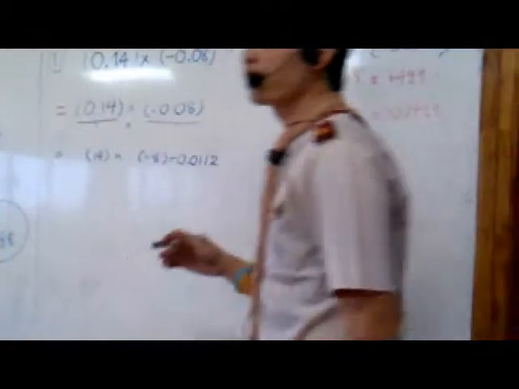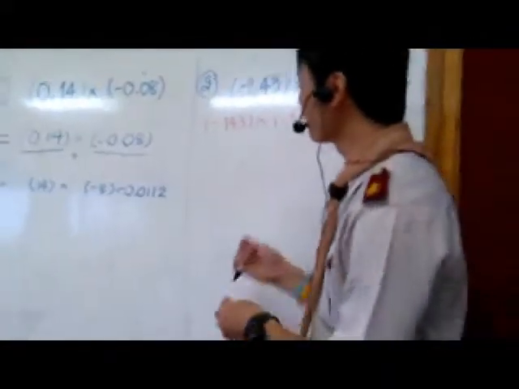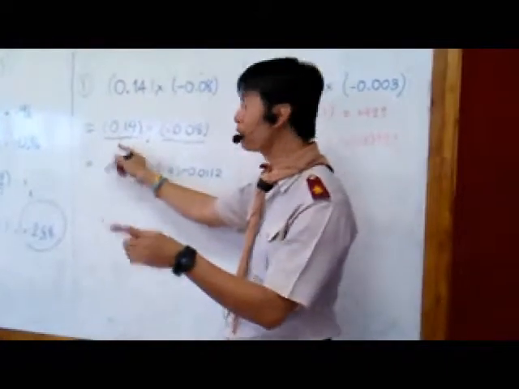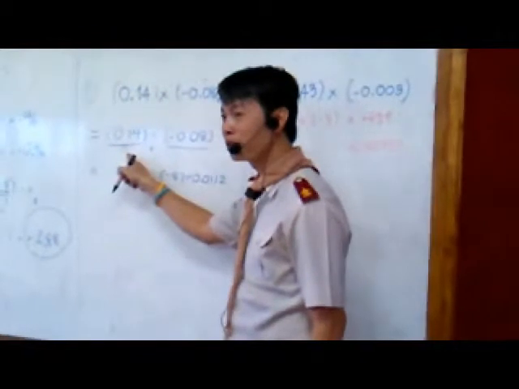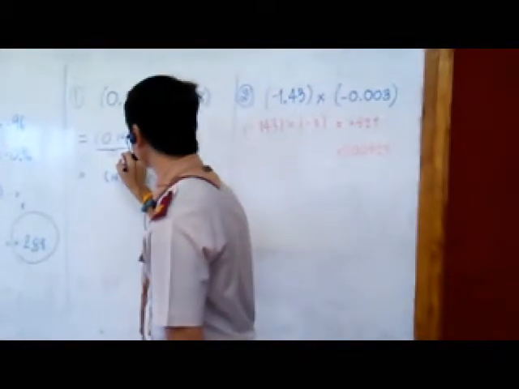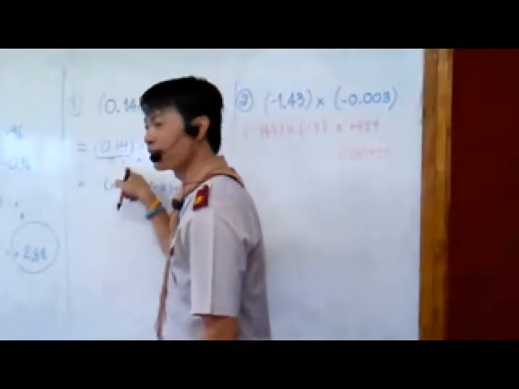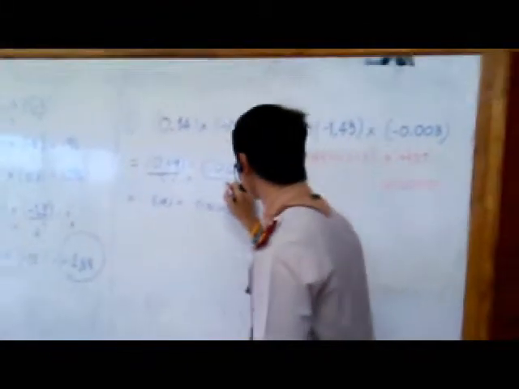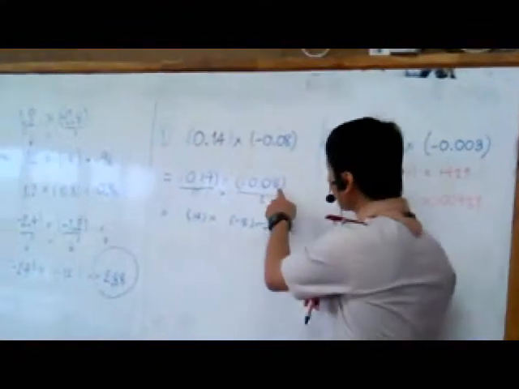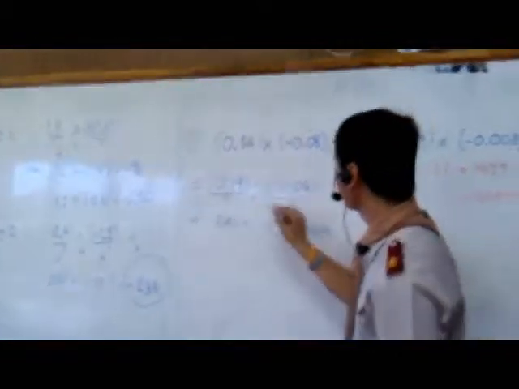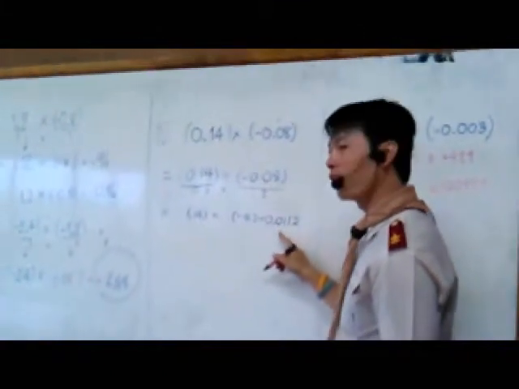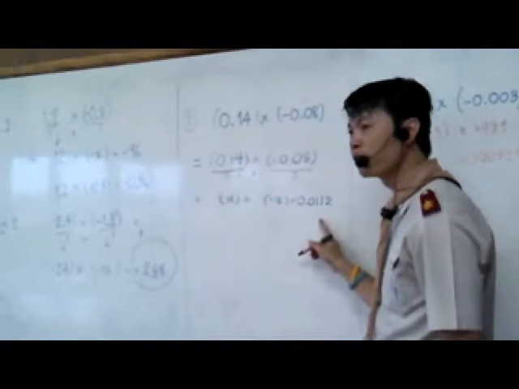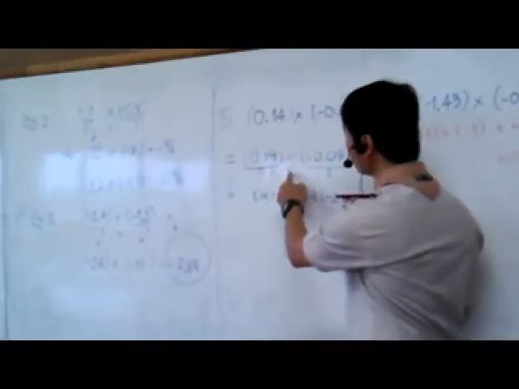Okay, please help me to check your friend's answer. Okay, number one. How many decimal places? Two places, one, two. And two places. How many places in the answer? Four, because two plus two is four.